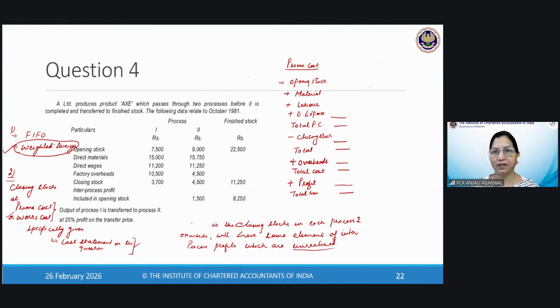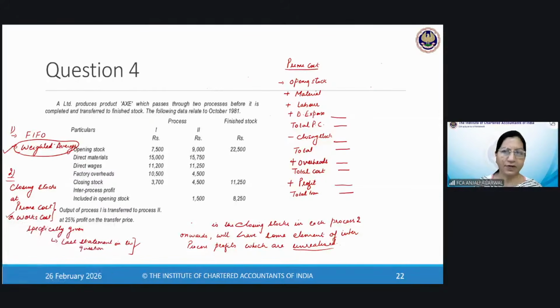Opening stock, material, labor, direct expenses, total; prime cost, less closing stock, gives prime cost of goods transferred to the next process; plus overheads, total cost of goods moving to the next process; add element of profit. So this is the total price at which the goods will move to the next process.